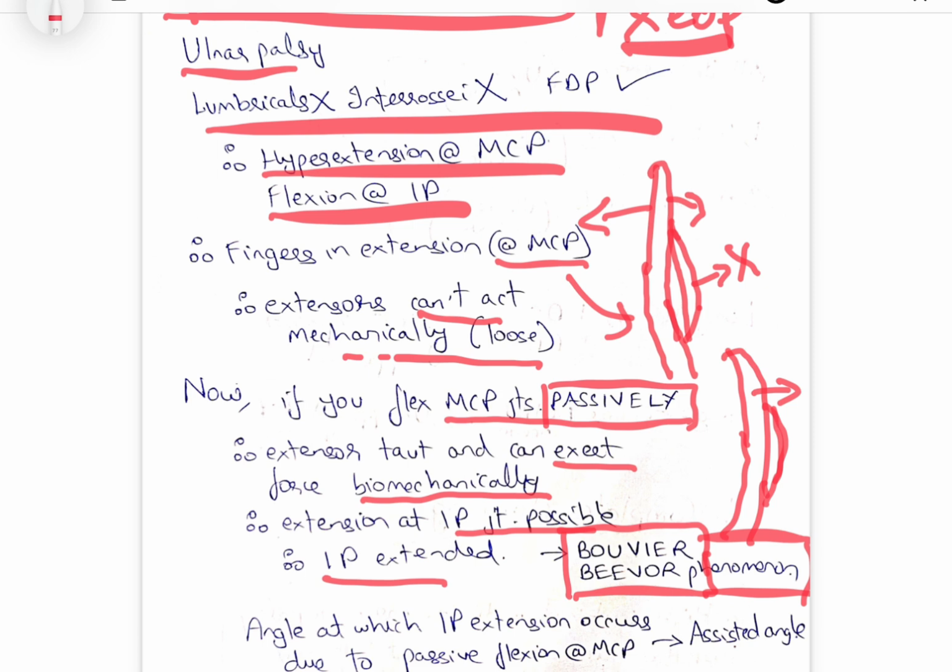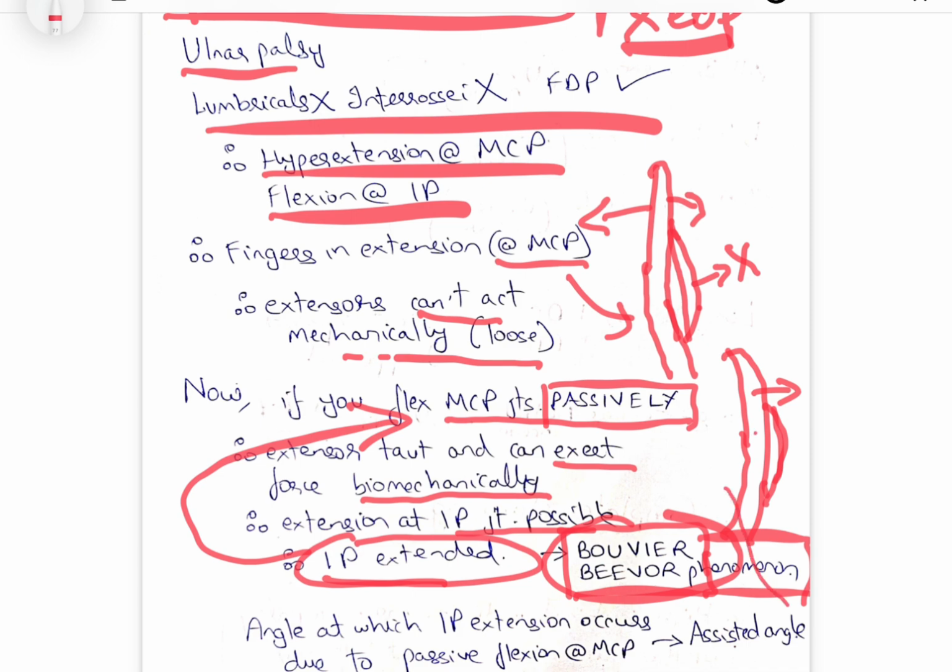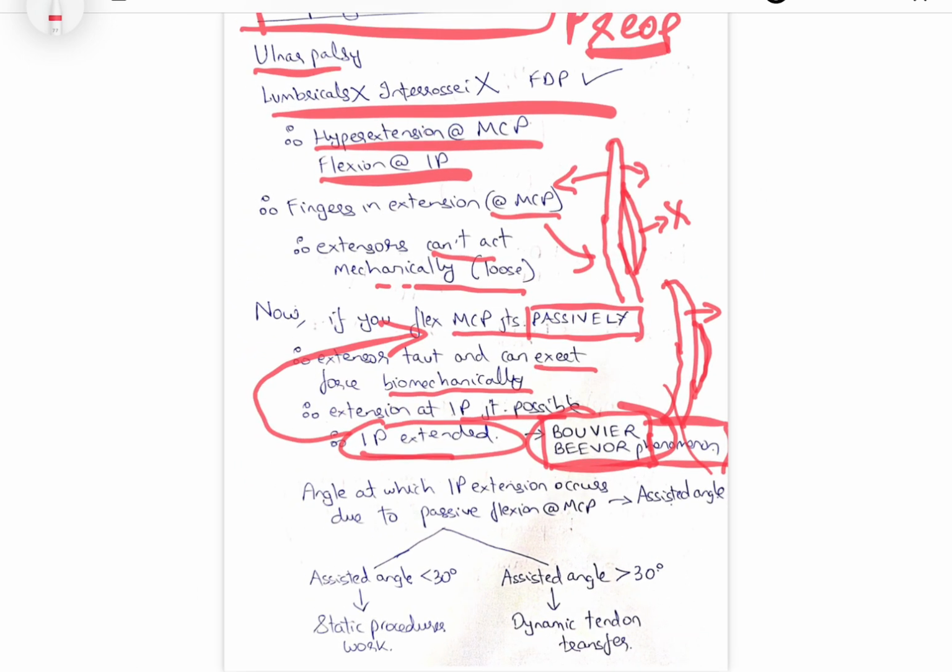Okay, so that they can exert the force biomechanically, and extension at the IP joint is possible. So that is why the IP joint becomes extended due to passive flexion at the MCP joint, which is known as the Bouvier-Beaver phenomenon. Okay, am I making sense? So you need to imagine it logically. It is very interesting. So the angle at which the IP extension occurs due to passive flexion at the MCP joint is the assisted angle.